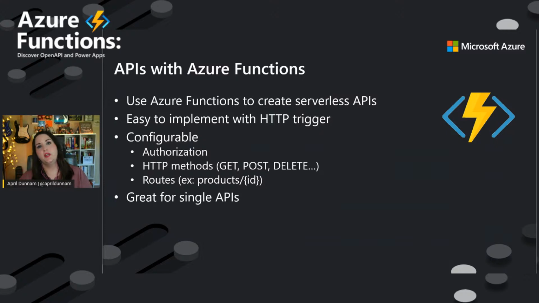Okay, and then lastly, we've talked about custom connectors and why you might use them, the different ways, whether with an OpenAPI document or with Azure API Management. Now, where does Azure Functions really come into play with this? Well, as we know, we can use Azure Functions to create serverless APIs. Big benefits of this being they're easy to implement thanks to the HTTP trigger. They're configurable with authorization, your HTTP methods and routes, and they're great for single APIs. If you just have an endpoint where maybe you want to post an image to, have it converted to a base64 image and uploaded to Azure Blob Storage, or some kind of simple transactional thing like that, Azure Functions are really great for that.